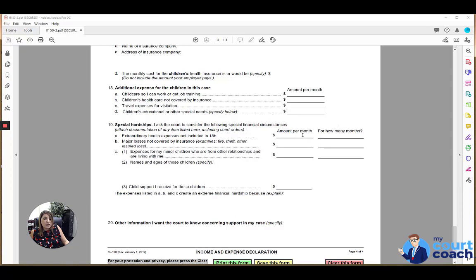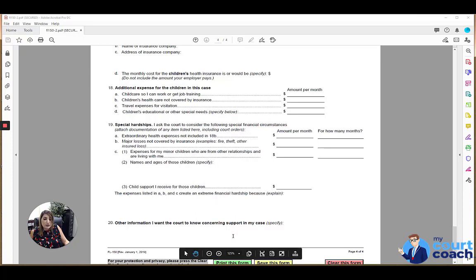So for any of these hardships, if you're requesting that, you would want to list the amount of the hardship per month, and if there's a duration on that, if it's some sort of limited time period, then you would want to list how many months that hardship is in effect for, and the court can consider that as part of a child support calculation. And of course, you'd want to specify why it's a financial hardship for you right here.